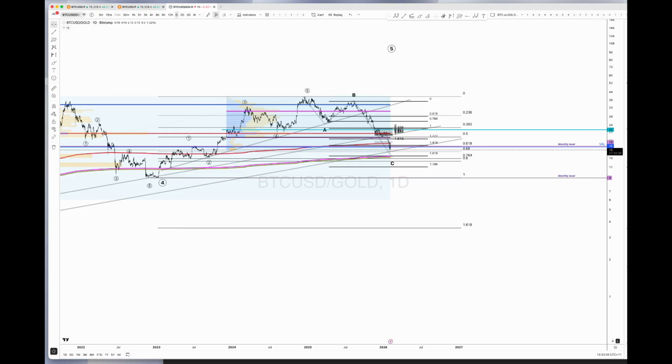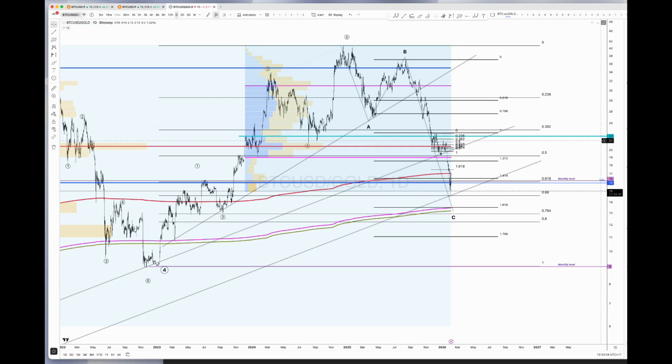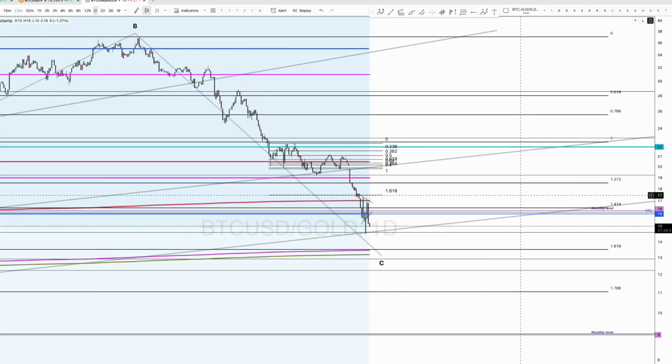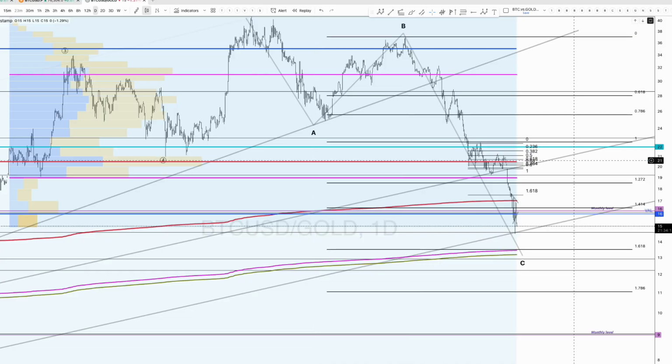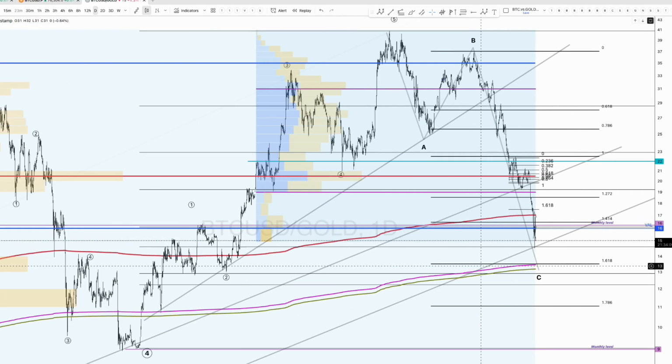And if we look at it close, we're actually finding support. We found support. Gold is starting to pump. So it might come down to this 1.618 ABC correction. So gold might just go up to this anchored VWAP, previous low or whatever it is, come down, or find support here.